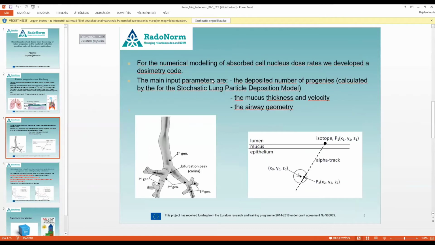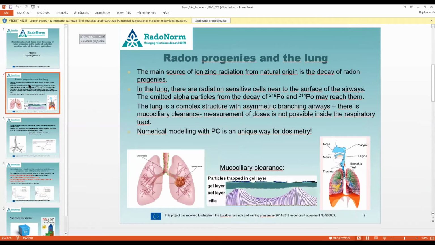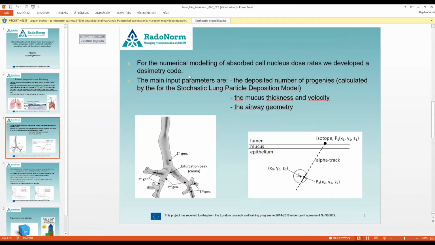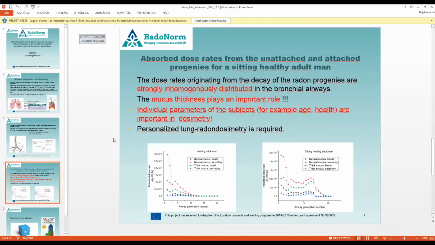So as I said, I'm working on numerical modeling, and because the lung is quite a complex structure with mucociliary clearance, as you can see in that picture, we can't make measurements and we have to do modeling. So we had to develop a numerical model. And the stochastic lung model provides us the geometry of the airways and the deposited number of particles and the location of deposition. And for my model, in addition to this data, I also need the mucus thickness and mucus velocity and the airway geometry. That is provided by the stochastic lung model, and Gabor Albrecht will speak about this. And I have some preliminary results from some tests.